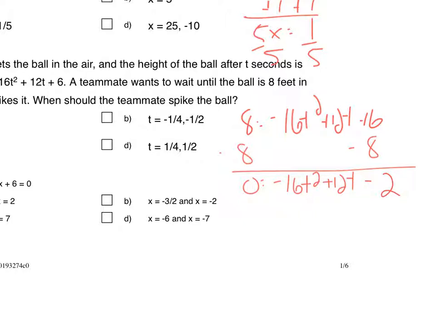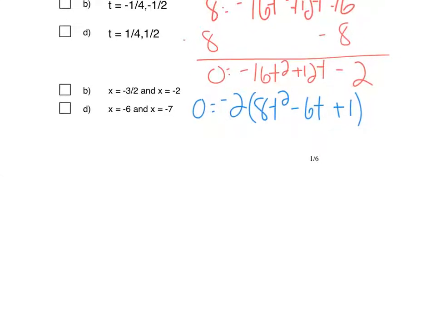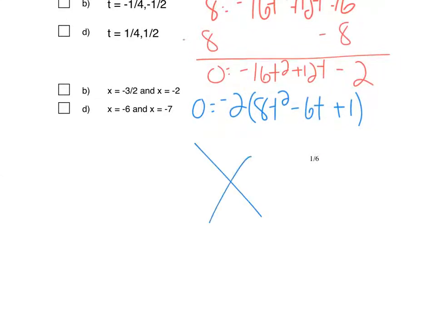Then from here we want to factor, so GCF. And since our A is currently negative with that negative 16, we want to pull out a negative as well with that. So I pull out a negative 2, that becomes 8t squared minus 6t, and then plus 1. So then we factor that, and we get 8 and negative 6, which is negative 4 and negative 2.